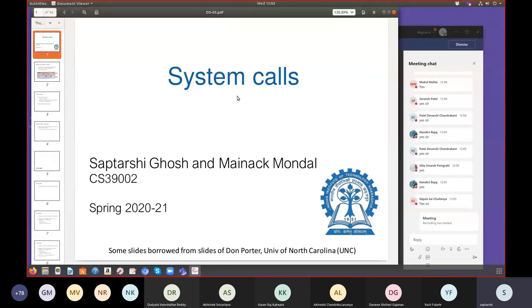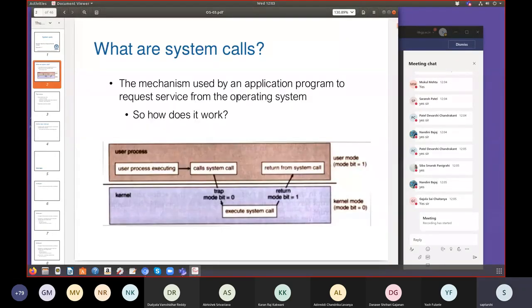Right? So we will continue to use the word kernel and operating system in a kind of interchangeable way, but we know that the kernel is some fundamental building block of the OS. So what are system calls? Basically, we have discussed this and we have also seen this kind of a picture. So it is the mechanism used by an application program to request service from the operating system or kernel.